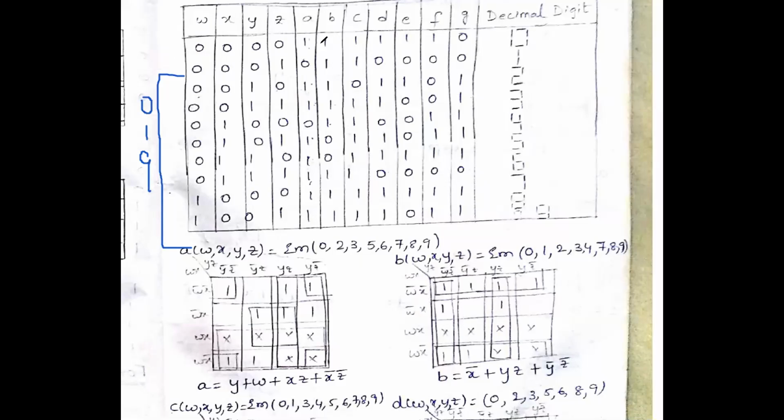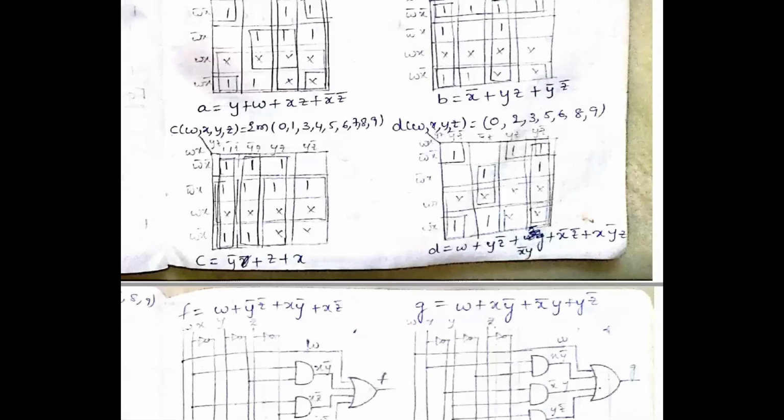B output: B is 1 for 0, 1, 2, 3, 4, 7, 8, 9. We have to map that in the K-map and we have to minimize the expression. ఇలా మీరు ఏం చేయాలి? అన్ని సర్క్యూట్స్ అంటే అన్ని అవుట్పుట్ ఈక్వేషన్స్ A, B, C, D, E, F, G అన్నిటి కూడా K-map ఈక్వేషన్ తీసుకుని and we have minimized that equation.